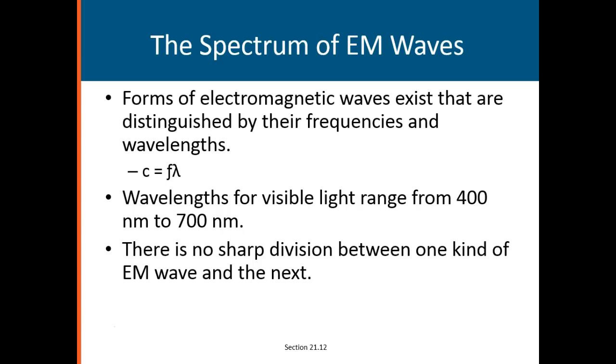D, the shorter the wavelength, the higher the frequency. True or false? That's true. Shorter wavelength, higher frequency. One goes up, the other goes down. So B and D are true. E, the lower the frequency, the shorter the wavelength. True? No, that's false, because if one of them goes up, the other goes down. If one goes down, the other goes up. So only B and D should be true on that one. And sure enough, it's B and D. Okay.